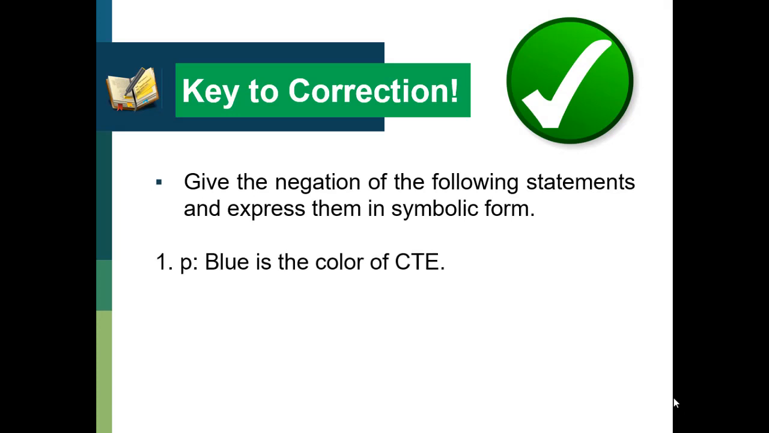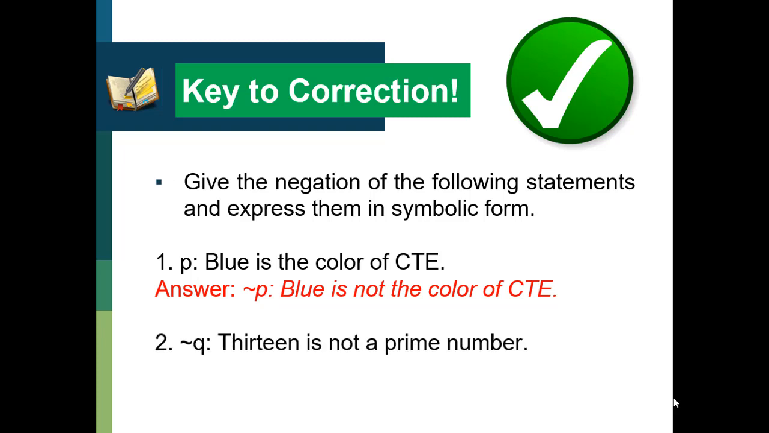For the first statement, the negation is not P, and that is "blue is not the color of CTE." That's very easy because you just have to introduce the word not. For number 2, "13 is not a prime number." Now the negation of not Q is of course Q, and that is "13 is a prime number." You just have to omit not. Did you get it? Alright.